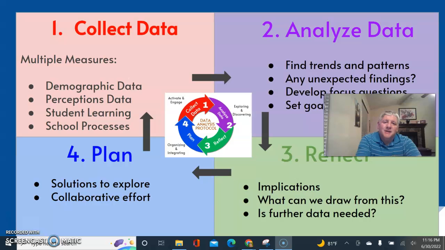Then, number three, you're going to reflect. This is when you look for implications from the data and see what we can draw from this and if there is any further data needed. Finally, you're going to plan. This is when you look for solutions to explore and make sure that it's a collaborative effort among all involved.